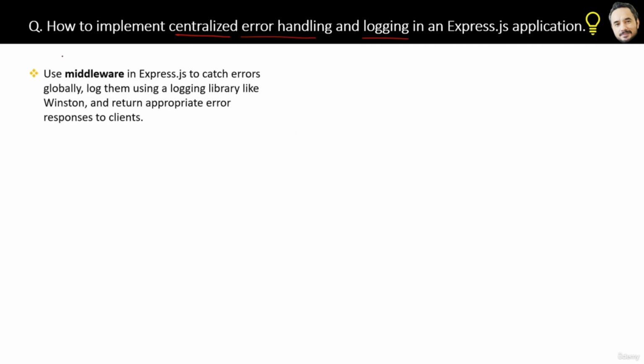How to implement centralized error handling and logging in an Express application? Think for 5 seconds. The answer is use middleware in Express.js to catch errors globally, log them using a logging library like Winston, and return the appropriate error responses to clients.